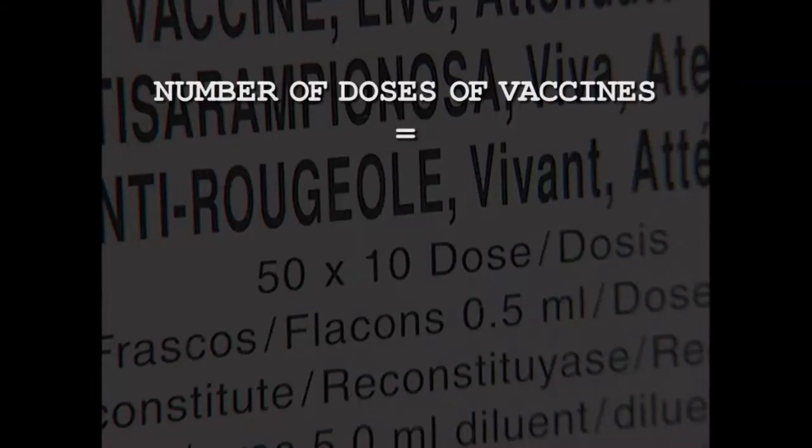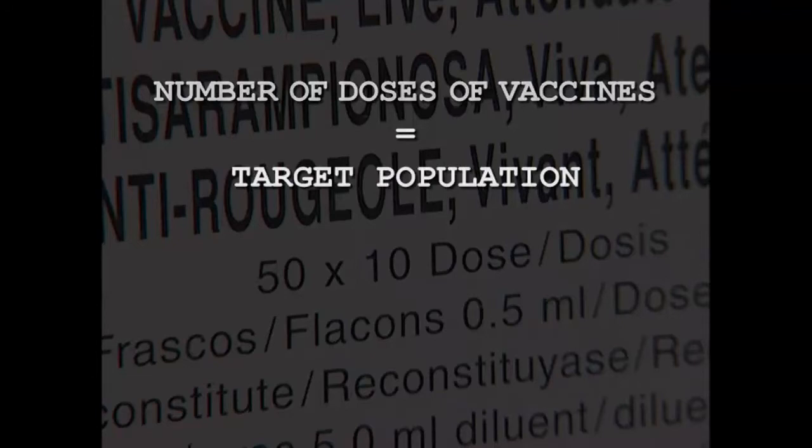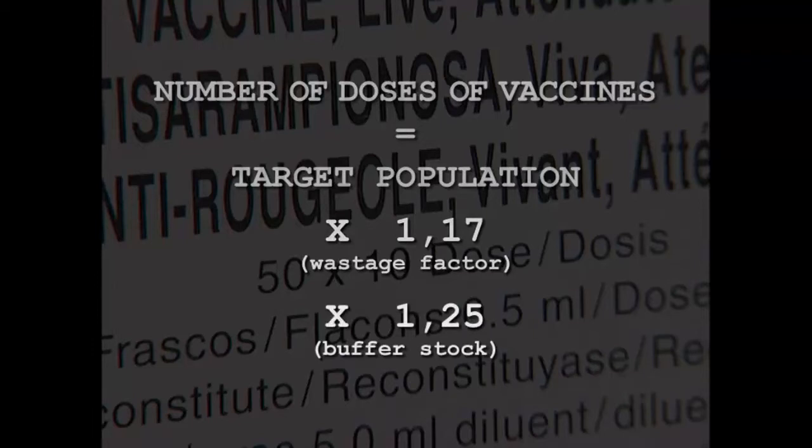The number of doses to be ordered is equal to the total target population, the number of people to be vaccinated, first multiplied by 17% to allow for losses due partially to misused or broken vials, then by 25%, for example, which is the buffer stock to cover unpredictable events, such as increase in the target population.